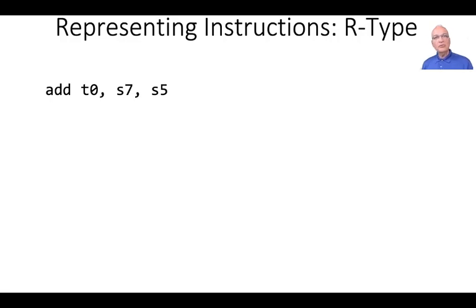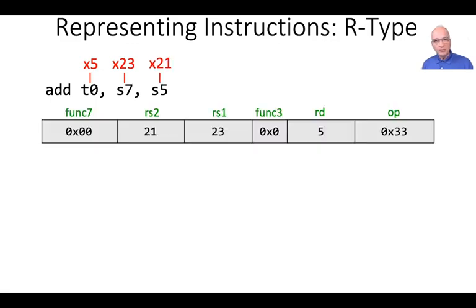So let's start with a type of instruction that's fairly common, called the R-type instruction. R stands for registers. The instruction we'll look at first is the add. We are adding S7 and S5, and the result is going to T0. Because we're going to be encoding this instruction in binary, we need to know the number of each one of those registers. T0 is register 5, S7 is register 23, and S5 is register 21.